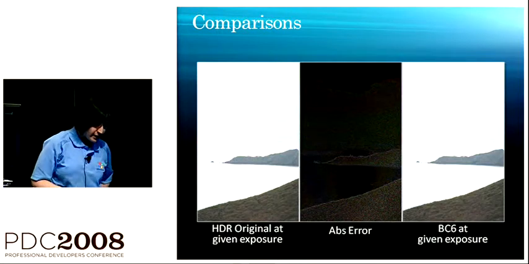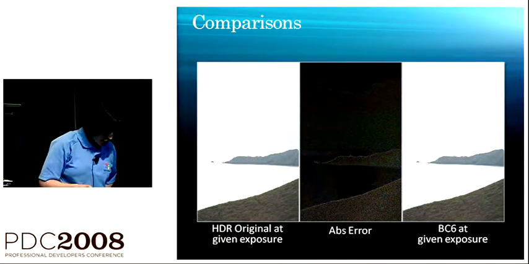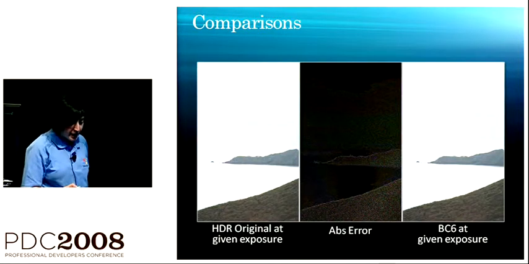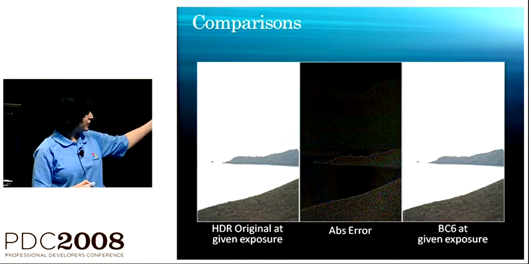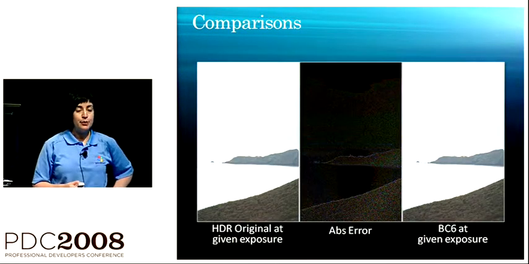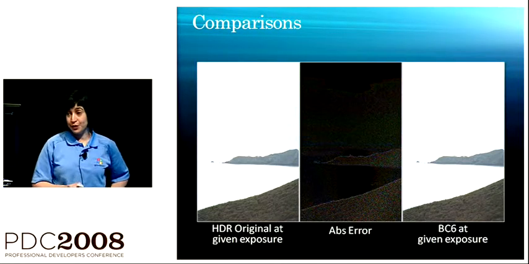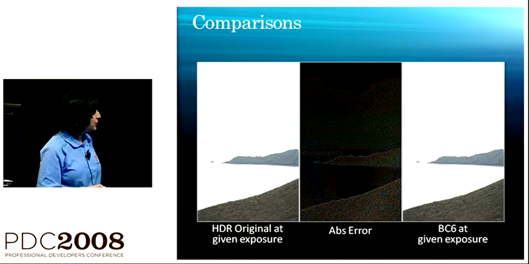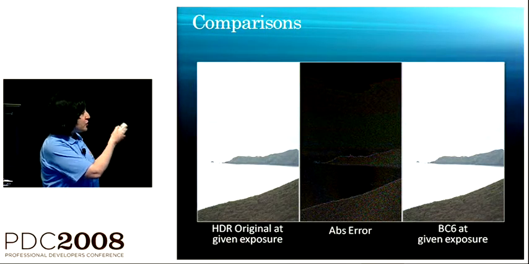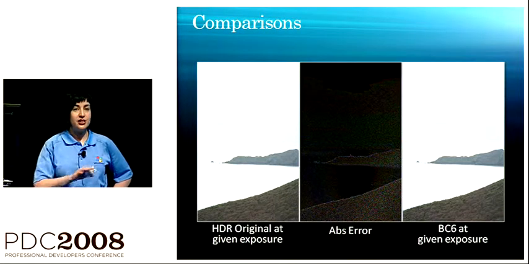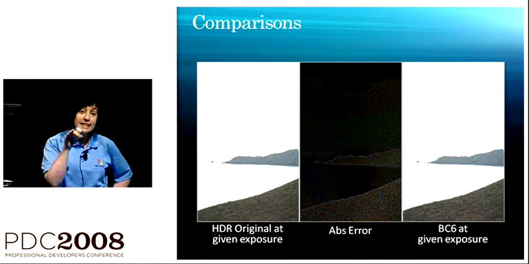One last comparison: this is the HDR content displayed at a given exposure. Again, we have the original on the left and the decompressed BC6 on the right. There's nothing older for us to compare it to, so that's why you only get one comparison image. And here, what you should notice is that when we look at the absolute error image in the center, it's just got this diffuse noise pattern. And that's exactly what we want.